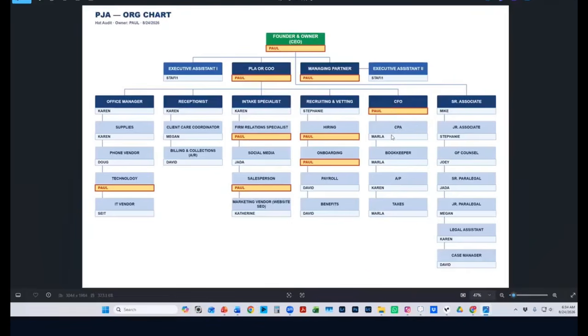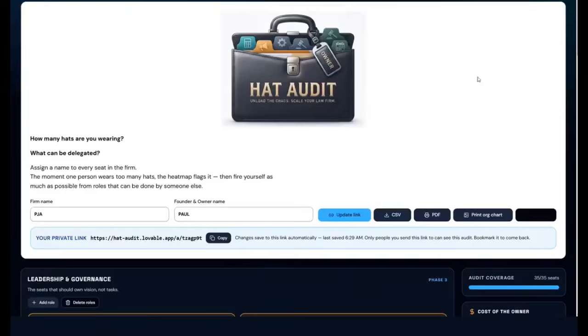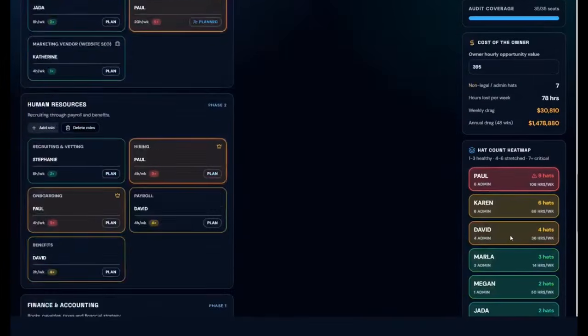Now, maybe we can bring Marla in as an employee, not just a vendor, for like a fractional CFO, or maybe we can hire a fractional CFO. But those are probably the biggest ones that we can target to get us down to the 4 or 5 that we want. But you make a plan, and you make a plan based on being able to see it. So this is very helpful because we can audit the amount of hats we have. We can see it in this visual. Of course, we can see it here in the heat map.